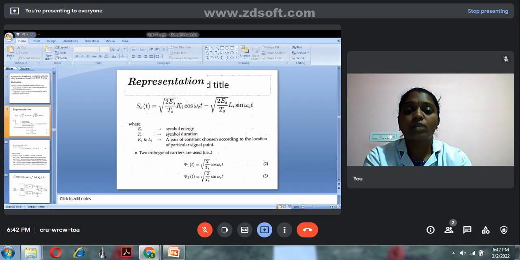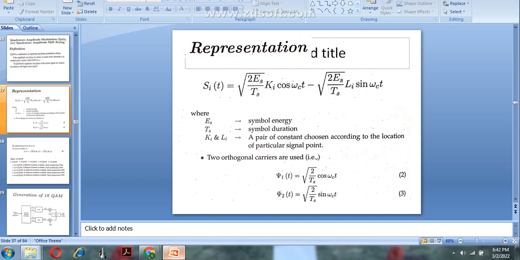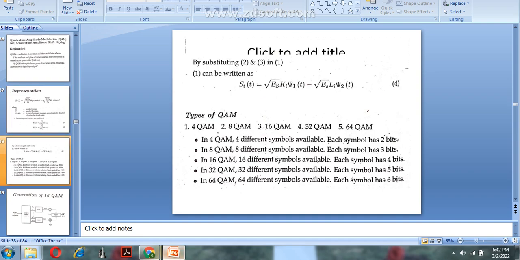That is, two orthogonal carriers are used here, that is psi 1 of t and psi 2 of t. So psi 1 of t is equal to root of 2 divided by Ts into cos omega Ct, and psi 2 of t is equal to root of 2 divided by Ts into sin omega Ct. These are the two orthogonal carriers.